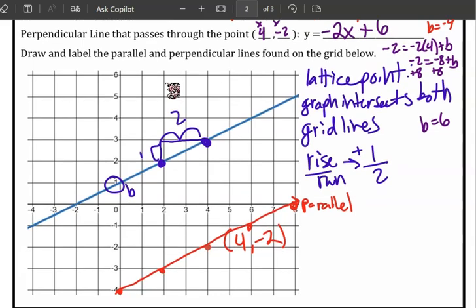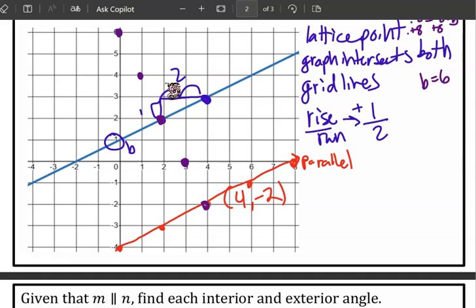So let's go ahead and graph that. The y-intercept is 6. It's going to be down 2 and then right 1. Down 2, right 1. And then connect those lines. So once we connect the points, we get a perpendicular line to the original two lines here, which again form those 90-degree angles.